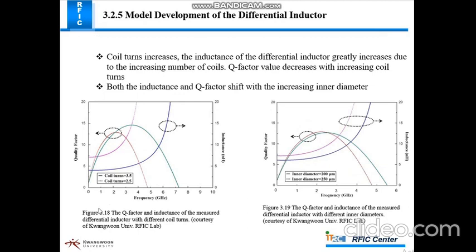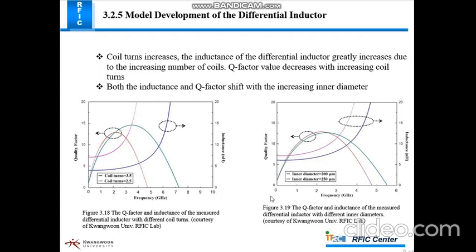And figure 3.18 shows the quality factor and inductance of the measured differential inductor with different coil turns. When we increase the coil turns, the quality factor is increased, and inductance is also increased.